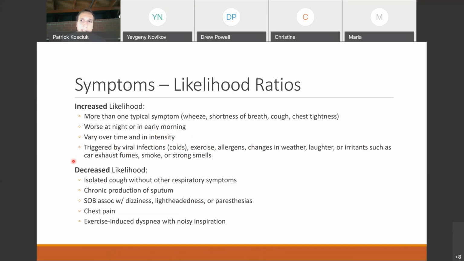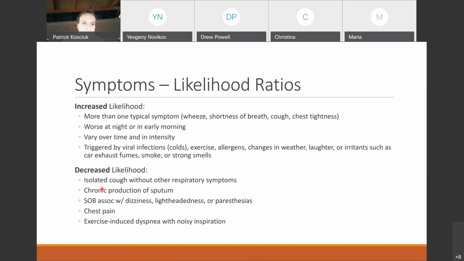Notably, asthma is less likely with just an isolated cough. And I know that in your algorithm for a new cough that's chronic over time, you start to think of asthma, GERD, some sort of rhinosinusitis, some sort of upper airway problem. But an isolated cough without other respiratory symptoms is less likely. So if you don't have your classic wheeze, if you don't even have shortness of breath, it's probably less likely.